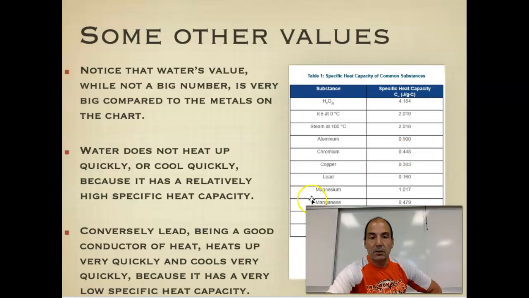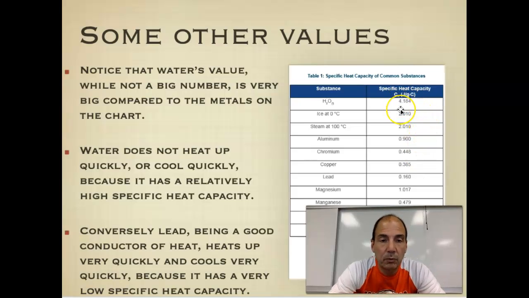And you see that the metals have much lower values. Let's compare something like lead to water. We think of 4.184 as not being a big number, but compared to 0.16, it's really a big number. You're talking about something that is more than 10 times, more than 20 times, almost 30 times bigger. So water's value of 4.184 is relatively high. Water is pretty good at holding heat. Metals, not so good.